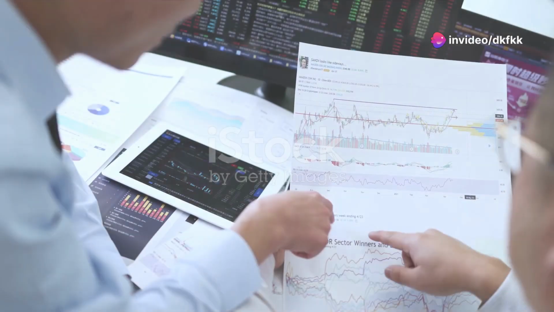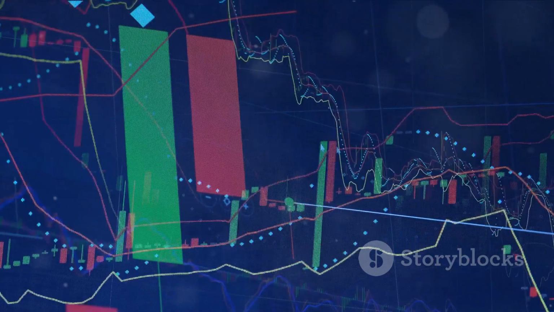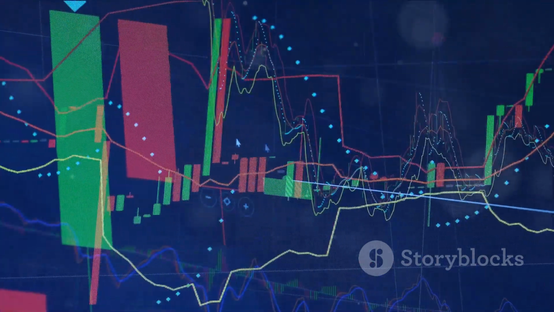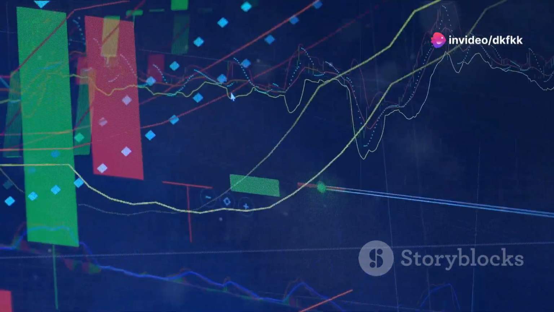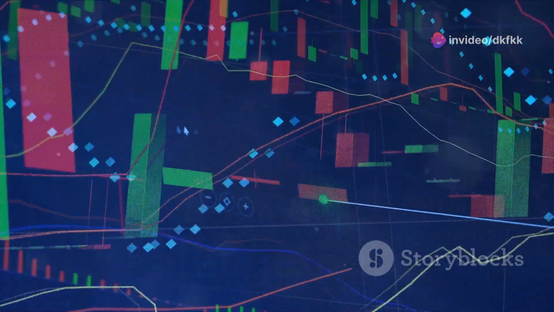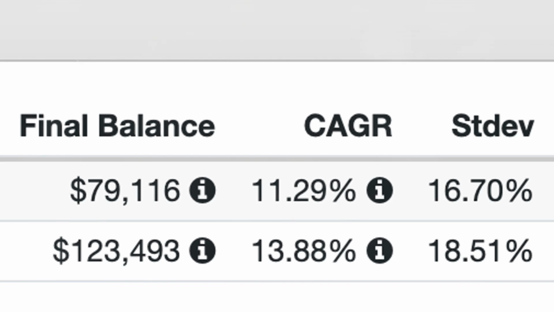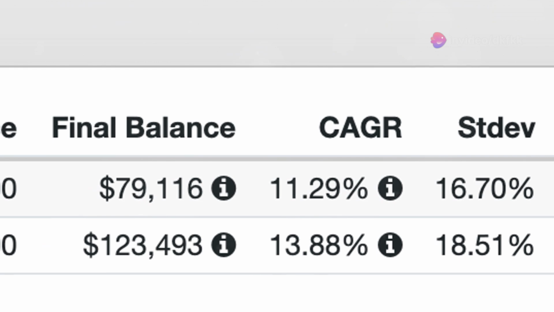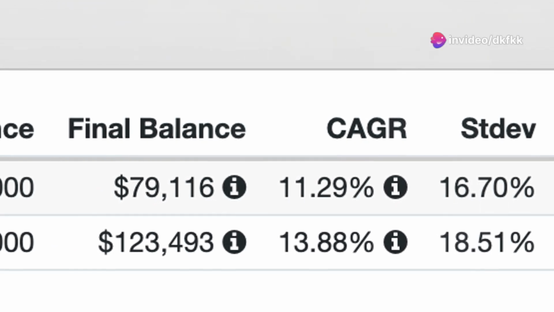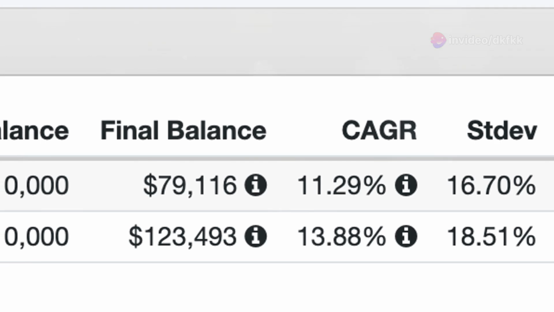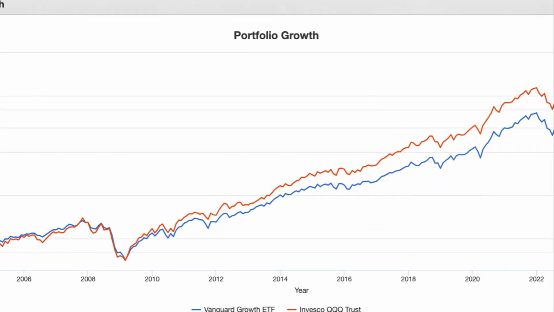Now let's talk returns. After all, that's what really matters, right? When we peel back the layers on the Vanguard Growth ETF and the Invesco QQQ Trust, the numbers start to tell a compelling story about growth and potential. Starting with a similar initial investment of $10,000, the Vanguard Growth ETF, or VUG, has shown a respectable compound annual growth rate, or CAGR, of 11.29%. This growth translates to a final balance of $79,116.